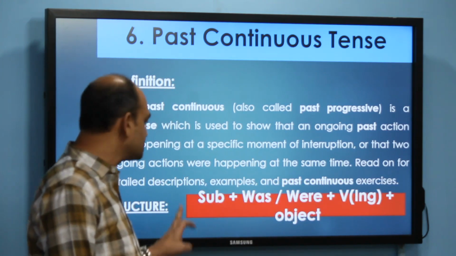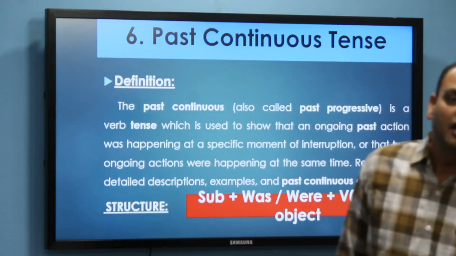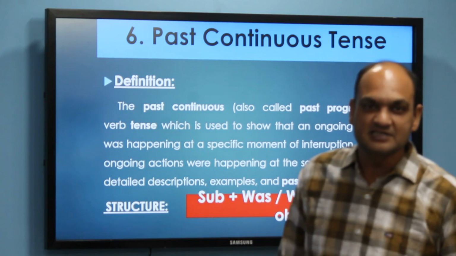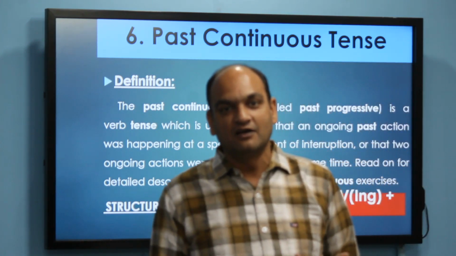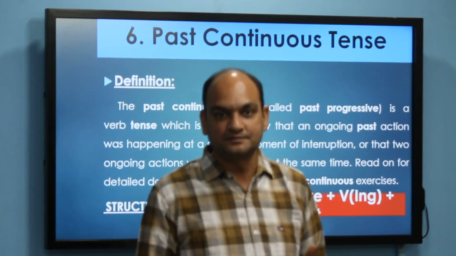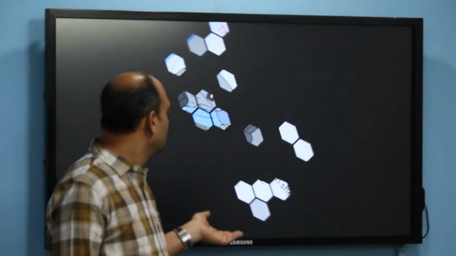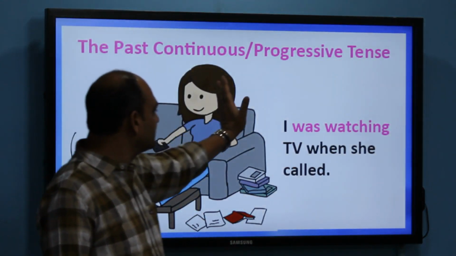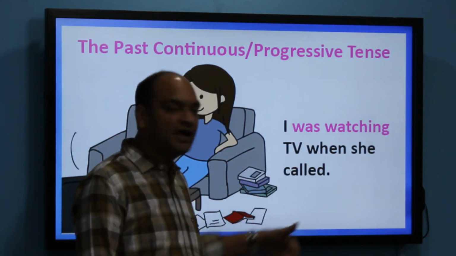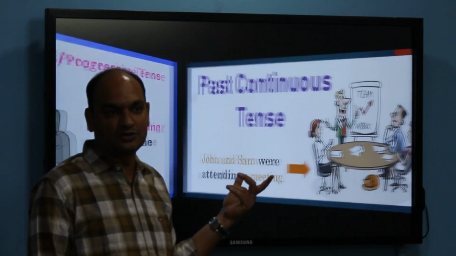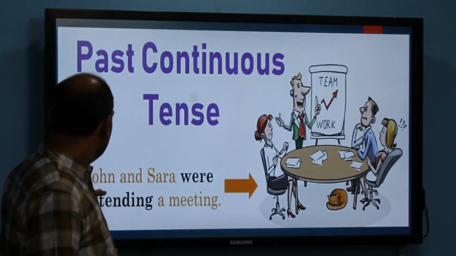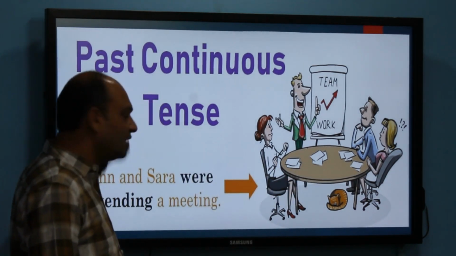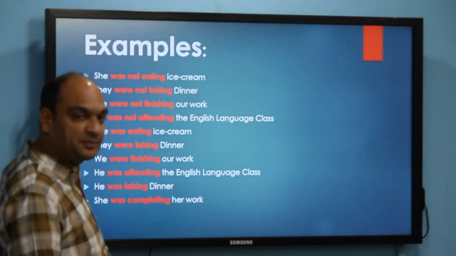Okay, the structure stands like subject plus was/were plus V4 plus object, or V-ing plus object. Subject plus was/were plus V4 plus object. So here is an example of the past continuous. I was watching TV when she called. That is past continuous. One more, John and Sarah were attending a meeting. So some examples for you.